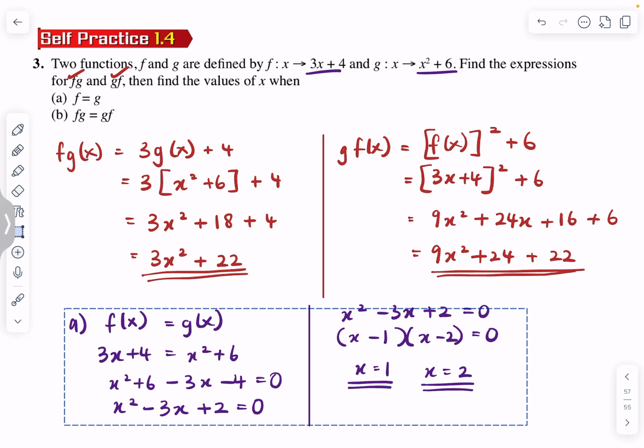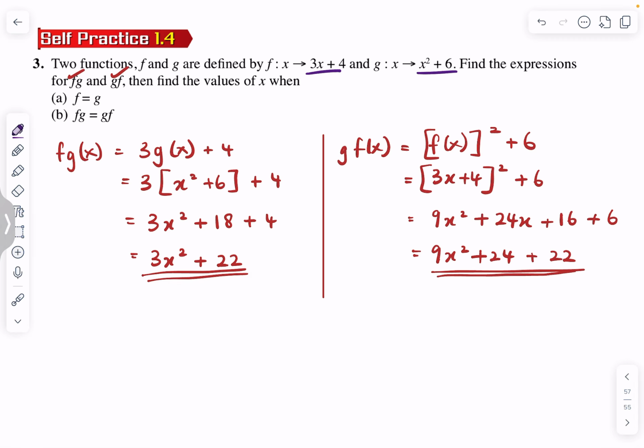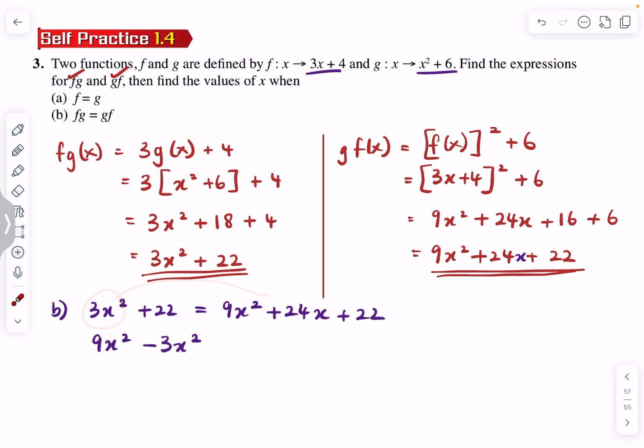Right. Let's do B. So B is fg(x) equals gf(x). So this must equal to this. So 3x squared plus 22 equals 9x squared plus 24, I forgot the x here, 24x plus 22. So 9x squared, we minus 3x squared. The 3x squared we bring over, it becomes minus. Then plus 24x plus 22. Then 22 we bring over, minus 22.